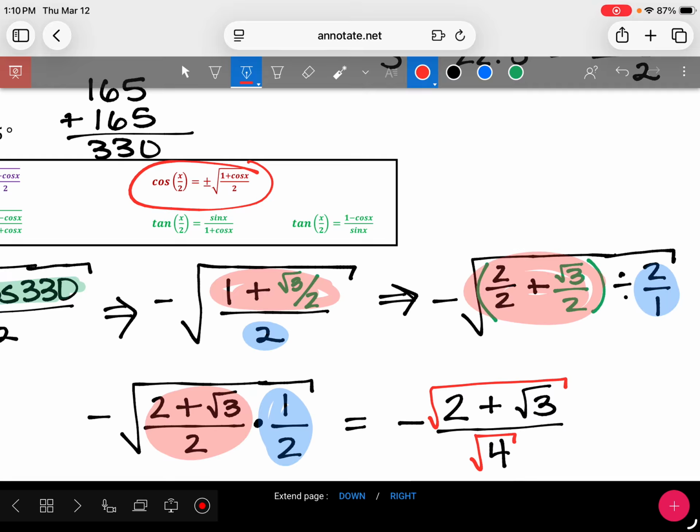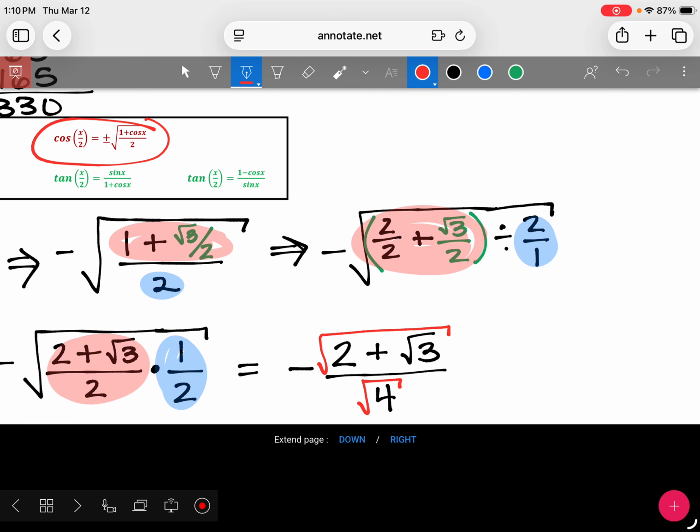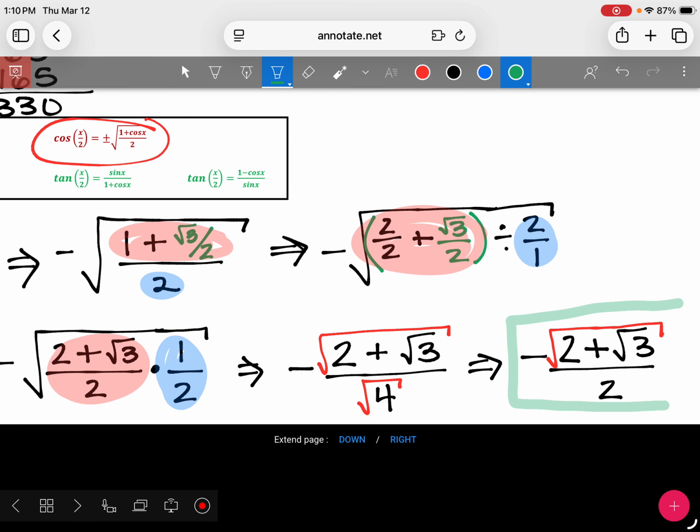Because that's what happens when you take the square root of a fraction, you're square rooting the top and the bottom separately. Numerator and denominator get square rooted separately. So my final answer, and we have to make sure that we keep our minus sign in front, because the cosine of 165 is negative. So I have negative, and then I have 2 plus root 3 all over 2, and I need to keep that square root only in the numerator. And that would be my final answer.